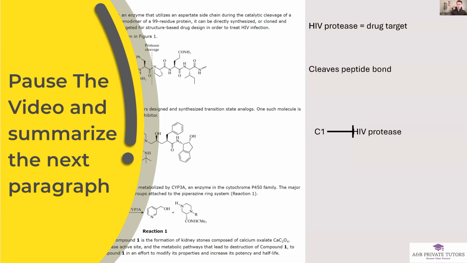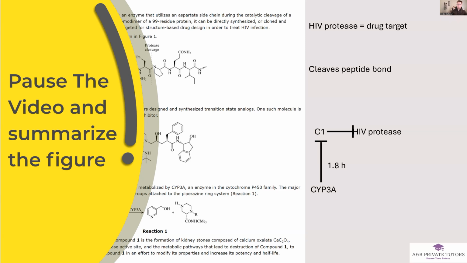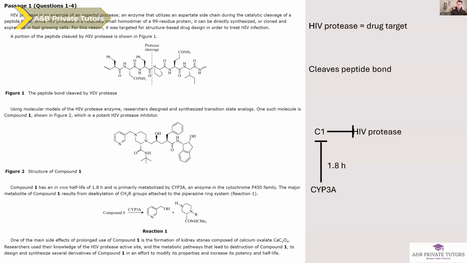Let's look at that next paragraph. The important information from this paragraph is that the CYP3A is inhibiting compound 1, and it has a half-life of 1.8 hours. So how can we show that succinctly? Again, by using these inhibition arrows and writing the half-life next to it. So this will tell me later on what's going on. Now let's look down at reaction 1 and figure out what's important there. Reaction 1 is just showing us compound 1 metabolites, so that's all I'll write there.